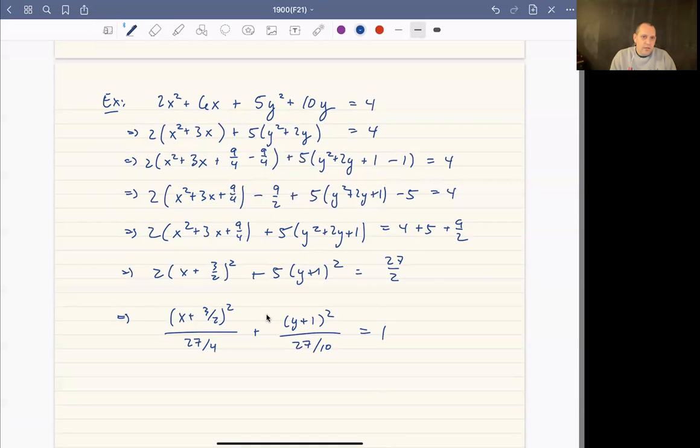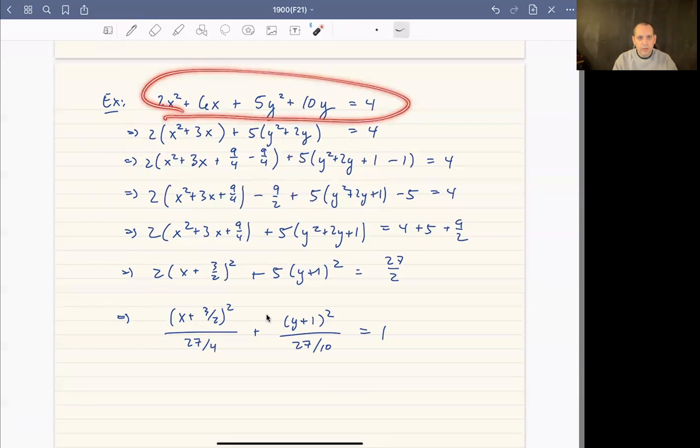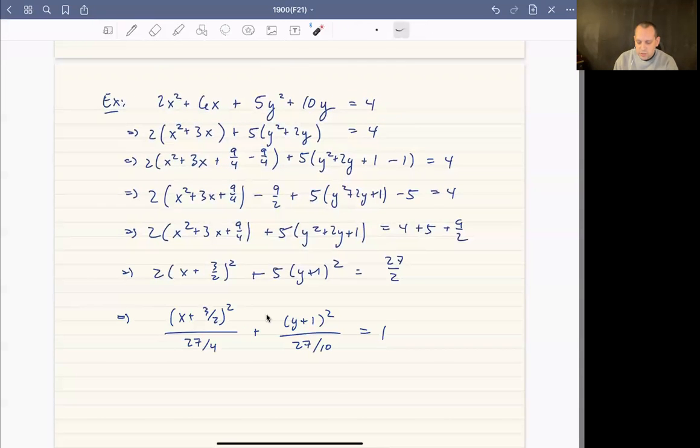Okay, and so again, ugly numbers, but that's how you go from this kind of general second degree polynomial to something that now clearly is an ellipse, because now this is like x squared over a squared plus y squared over b squared equals 1. Okay, so very clearly an ellipse now.